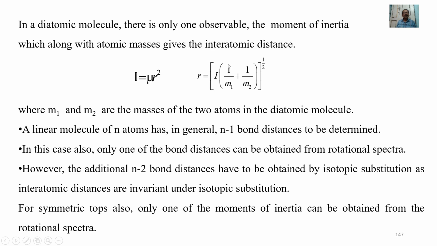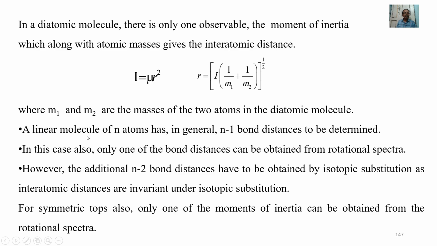In a diatomic molecule, there is only one observable, the moment of inertia, which along with atomic masses gives the interatomic distance. The moment of inertia is given by I equals mu r squared, where mu is the reduced mass and r is the bond length. So r is given as the square root of I times (1/m1 plus 1/m2), that is, r = [I (1/m1 + 1/m2)]^(1/2). Here m1 and m2 are the masses of the two atoms in the diatomic molecule.